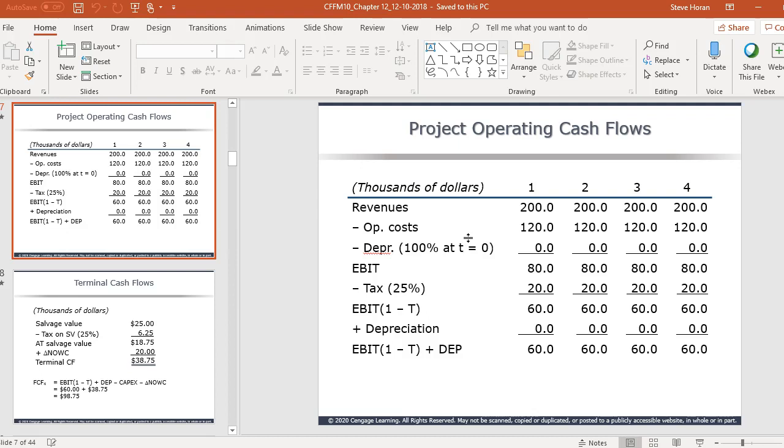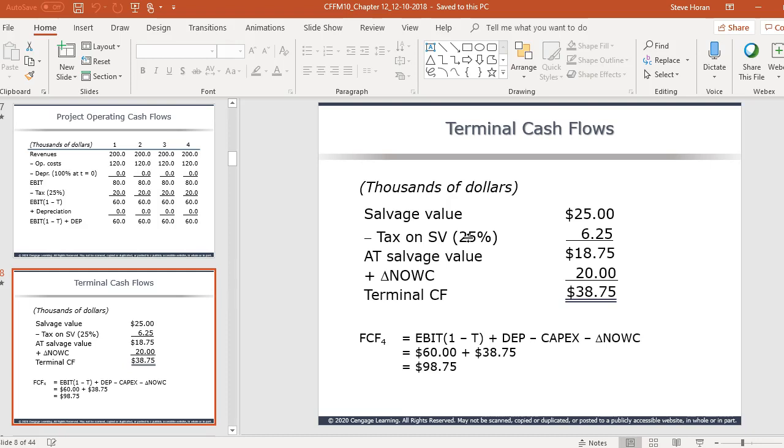But I also have a terminal cash flow at the very end. So at the very end, my equipment's been fully depreciated, but it still has a salvage value of $25,000 that I expect to be able to sell it for. So it still has some value to somebody as scrap metal or for the parts or whatever it would be, that somebody, in my estimation, would pay me $25,000 for that. Well, remember that this has been fully depreciated, so that $25,000 is a capital gain. And so I have to pay tax on that at 25%. So the after-tax value is 18.75.